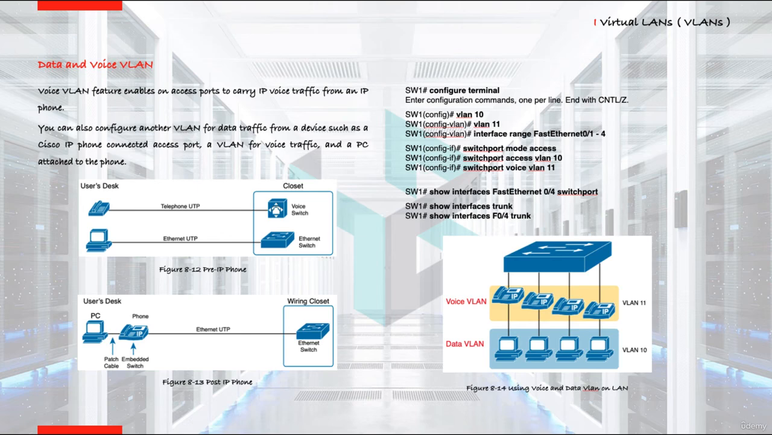In this way, our cable comes from the switch and here it goes into the phone. We set this place as VLAN 11, we make this place VLAN 10.